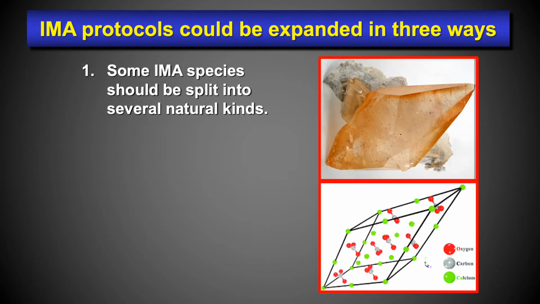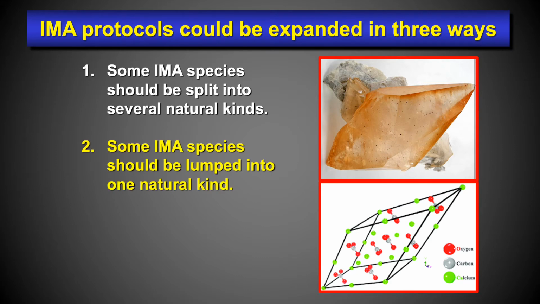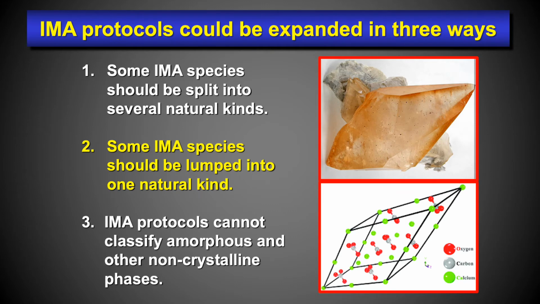So we think the IMA protocols could be expanded in three ways. First, some IMA species should be split into several natural kinds. Some IMA species, on the other hand, should be lumped into one natural kind, and there are some amorphous and non-crystalline materials that just aren't considered because they don't fit into that IMA classification system. So let's look at these three problems.